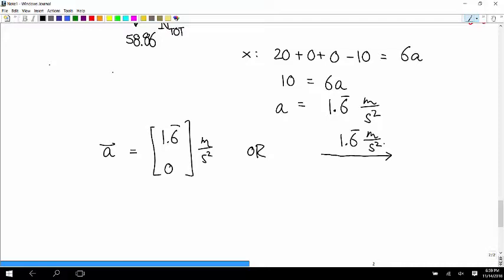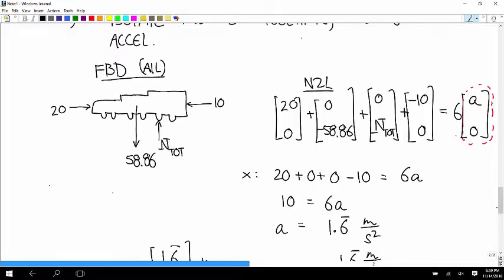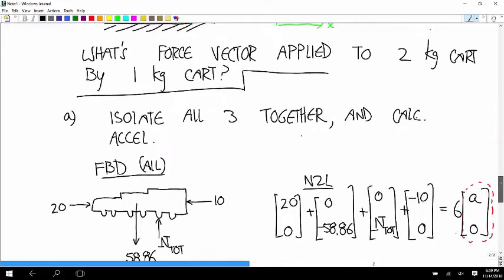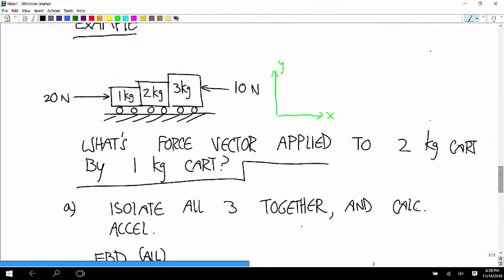Okay, so now that we have the total acceleration, now we can isolate individual carts to figure out what the contact forces are. We're trying to figure out the force vector that's applied to the 2 kilogram cart. So your first thought would probably be that you want to isolate the 2 kilogram cart.